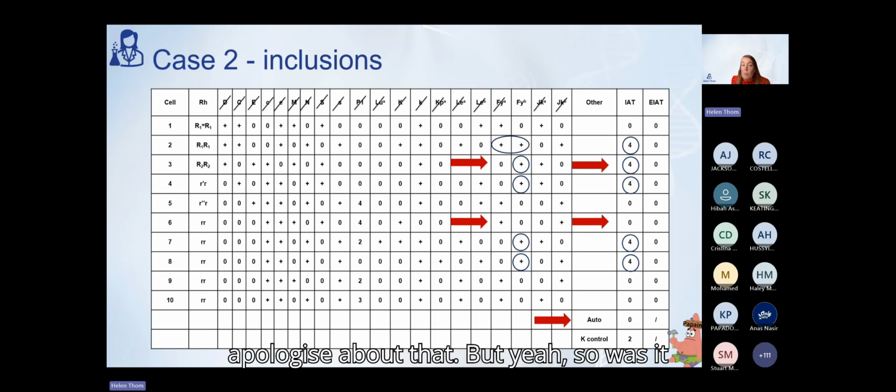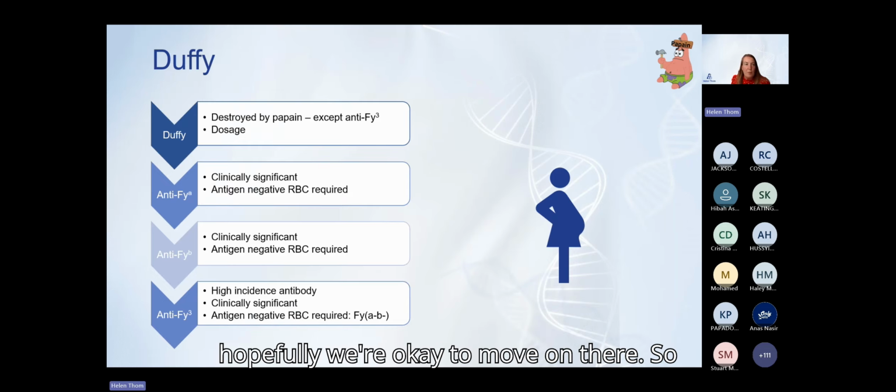But yeah, so was it still Duffy A and B? It just wasn't showing heterozygosity. It was just positive for Duffy B still on that one. Yeah, I think some people have commented Duffy B as well. Yeah, I'm very sorry about that. So yes, that's my error. I do apologise. I will send correct ones out at the end if you want to use those. I do apologise about that. So hopefully we're okay to move on there.